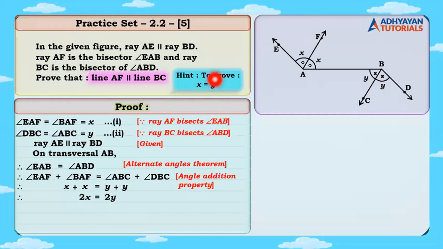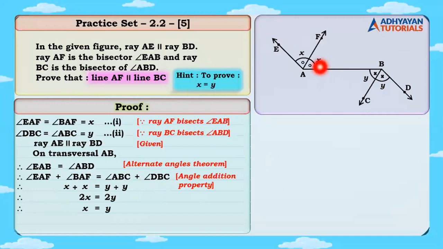Now look at the hint part. What did we need? X is equal to Y. And what do we have? 2X is equal to 2Y. Tell me, what should we do to get the answer as X is equal to Y? Superb. Just cancel the 2. 2 gets cancelled on either side. X is equal to Y, which is what we needed.